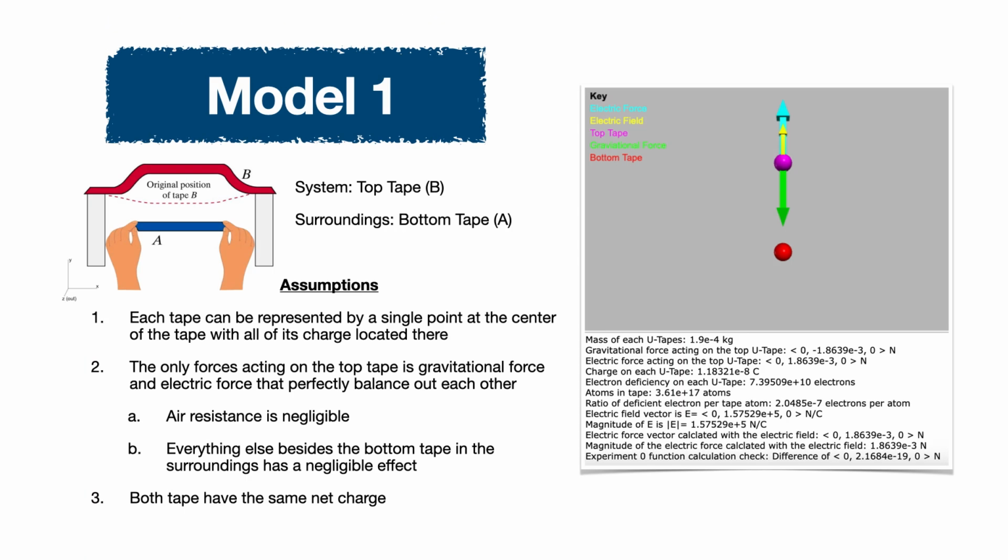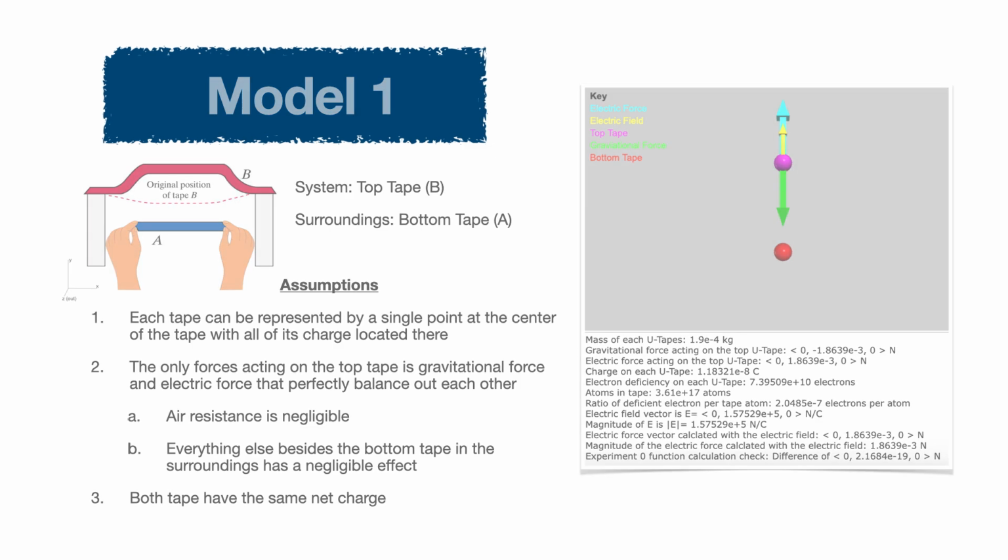For Model 1, the system is the top tape and the surroundings is the bottom tape. For assumptions, I assume 1. Each tape can be represented by a single point at the center of the tape with all of its charge located there. 2. The only forces acting on the top tape are gravitational force and electric force that perfectly balance each other out. And 3. Both tapes have the same net charge. Underlying assumption 2, I am assuming air resistance is negligible, with everything else in the surroundings besides the bottom tape having a negligible effect on the top tape.